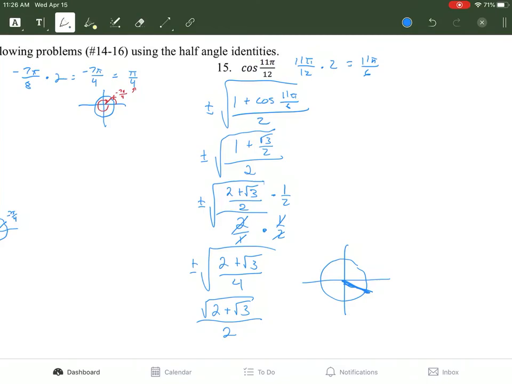That's 11 pi over 6, which is 330 degrees. If we divide that by 2, because we're doing half of that angle for 11 pi over 12, it's 165. 165 is going to be over here. So this is 330. Half of that is 165. So what are the cosine values over here in this quadrant? In that quadrant, the cosine values are all negative. So our answer is going to have a negative sign in front of it.